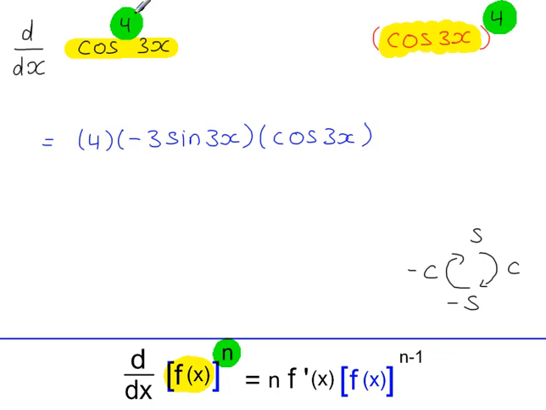So the original power was 4. If we subtract 1, we get 3. So we could write the power of 3 here, but it's better to write it like this. So we've got cos cubed 3x. And then simplifying, we have minus 12 sine 3x times cos cubed 3x.